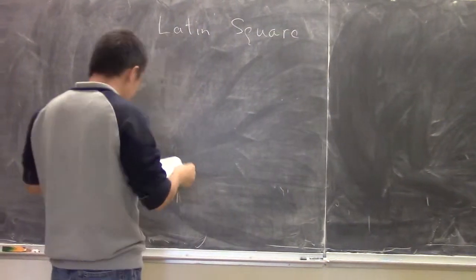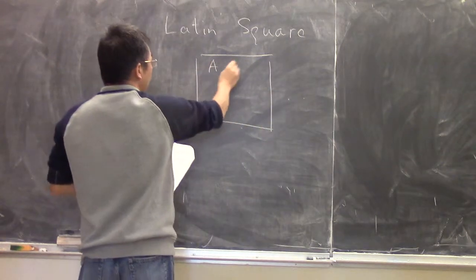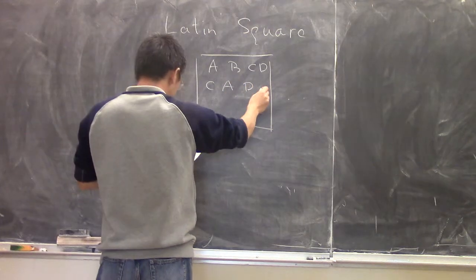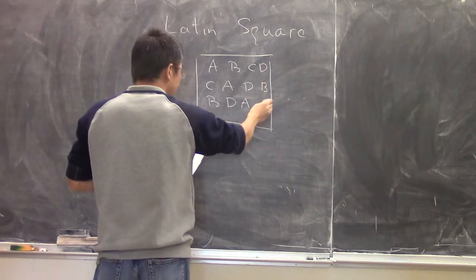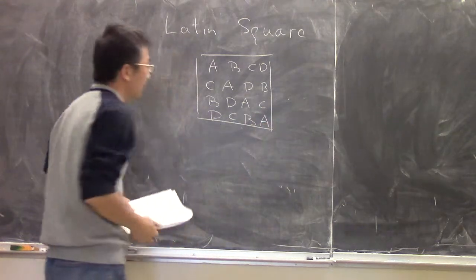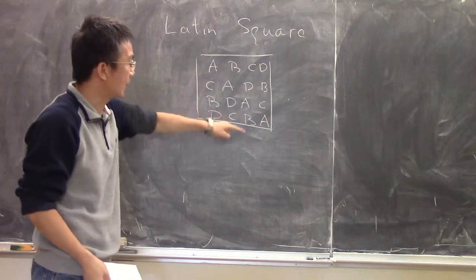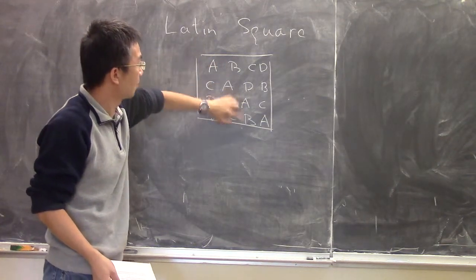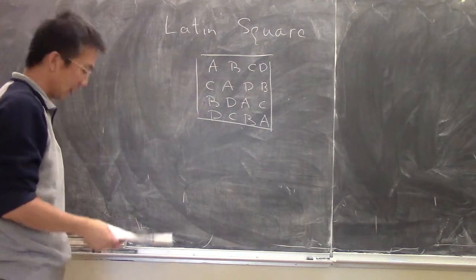A Latin square is, for example, you have 4 letters, A, B, C, D, and then you have C, A, D, B, and then you have B, D, A, C, and you have D, C, B, A. It's called a Latin square if you look at every row, that's A, B, C, D each time. If you look at every column, again, it is A, B, C, D, right? So that kind of square is called the Latin square.